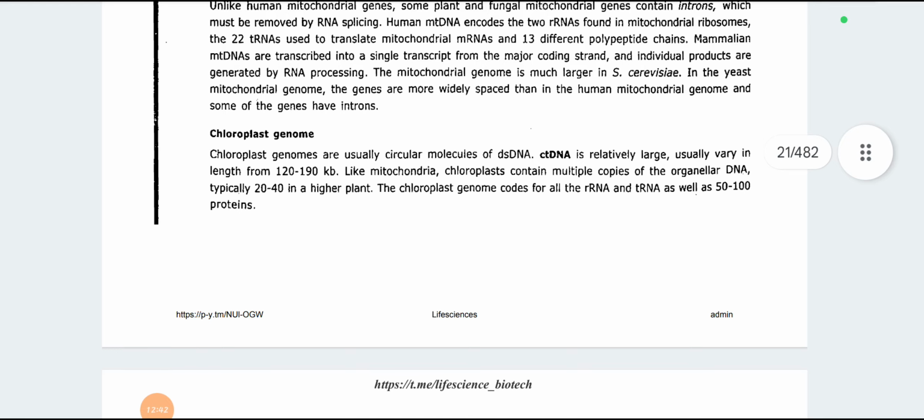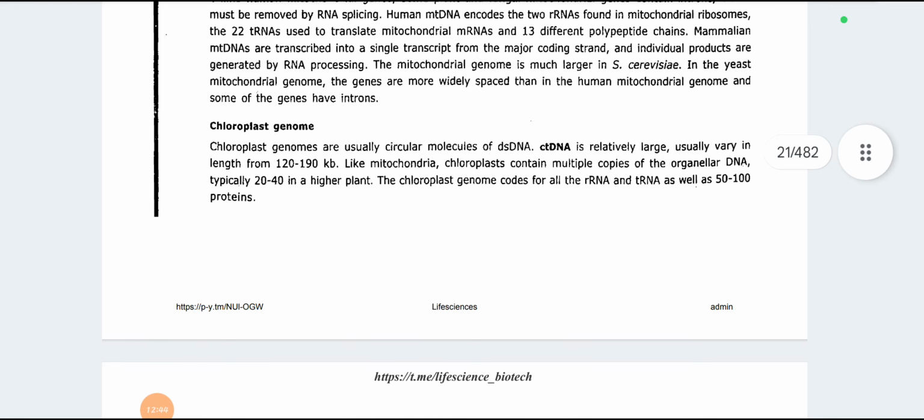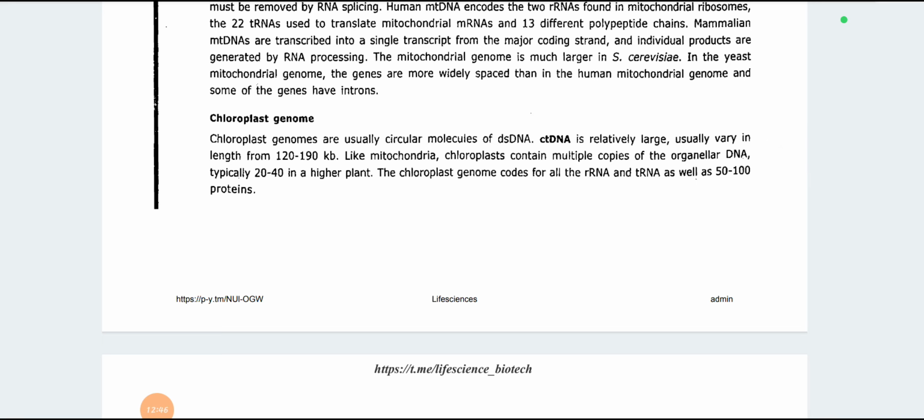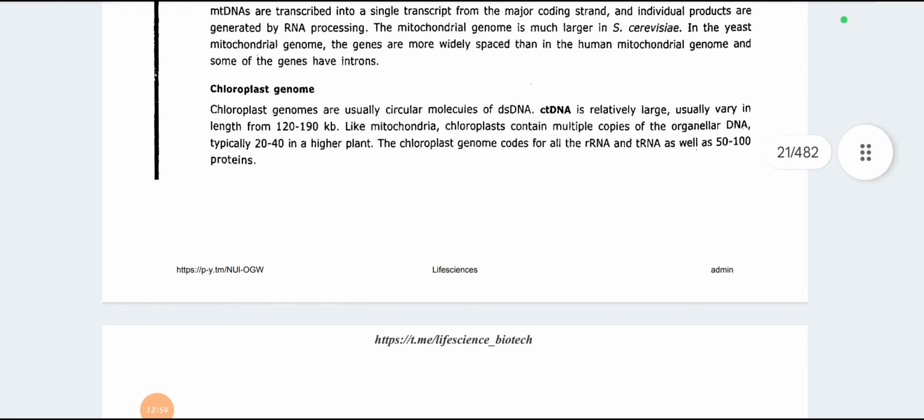Okay, not all mammals, but humans do not contain introns. So the mitochondrial genome is much larger in yeast, and the genes are more widely spaced than in the human mitochondrial genome, and some of the genes have introns in the case of yeast.